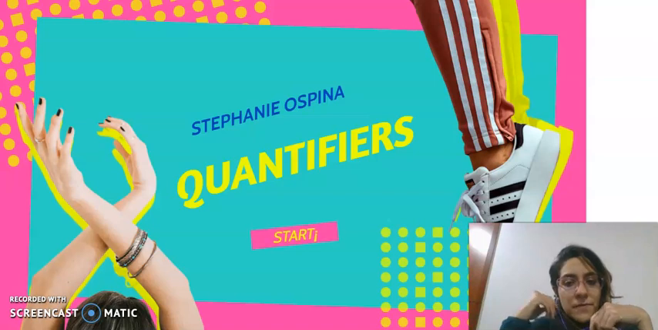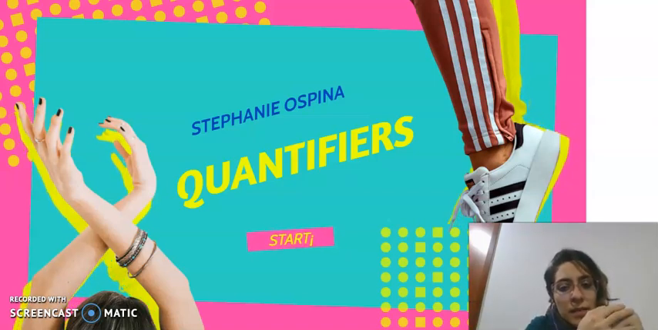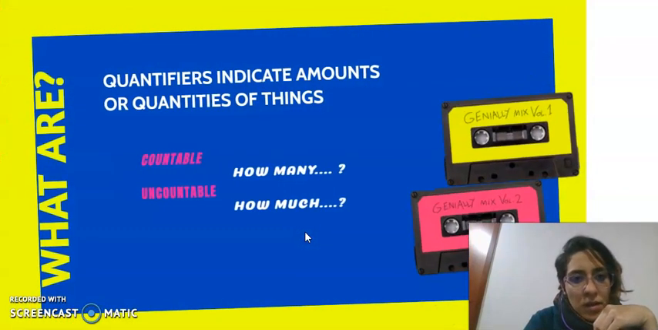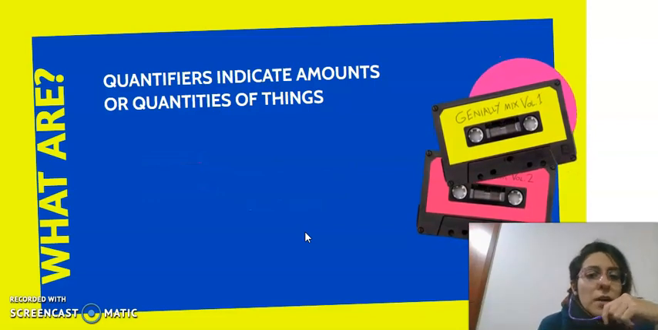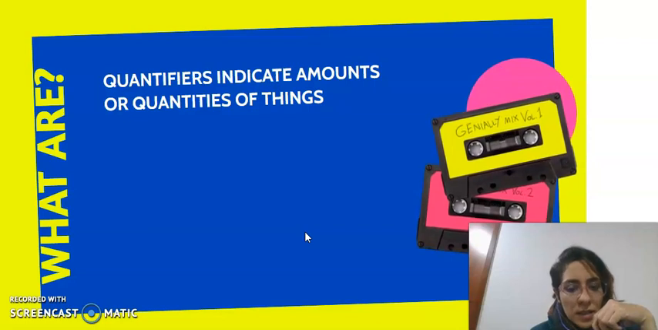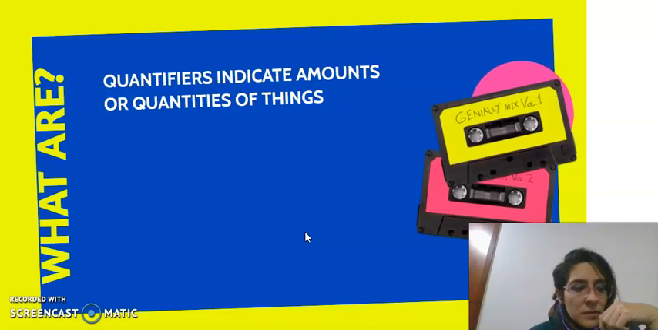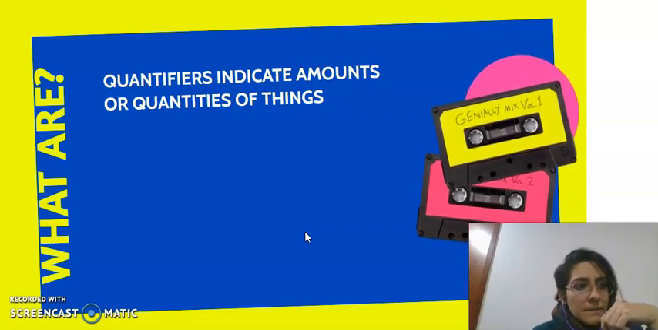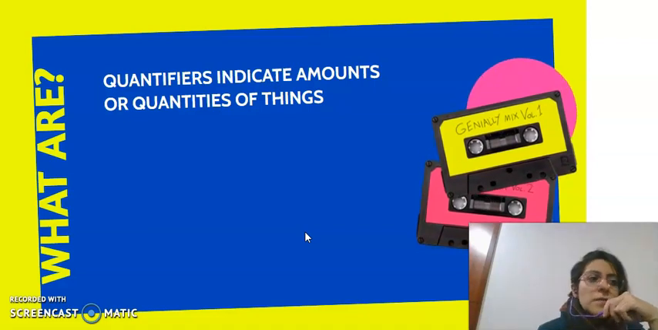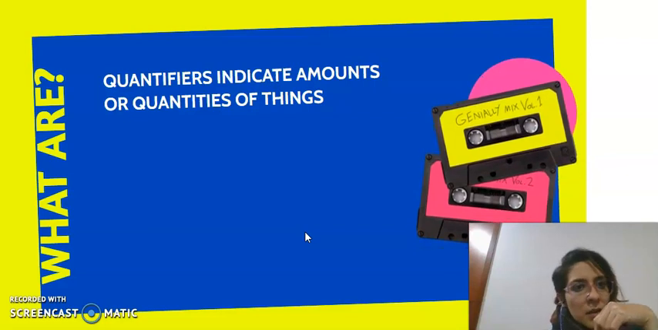This is about quantifiers. It's another important topic for our knowledge. So start with this. Okay, what are quantifiers? Quantifiers indicate the amount or quantity of things. We use them in different ways. We have a lot of quantifiers like much, many, a lot of, a few, a little, some, any, and others.